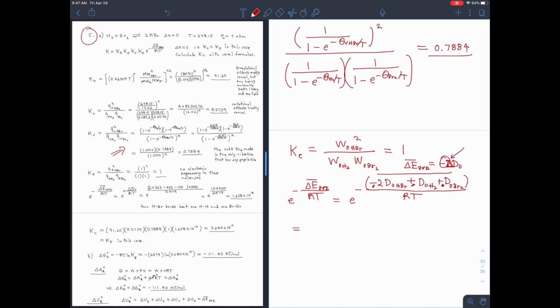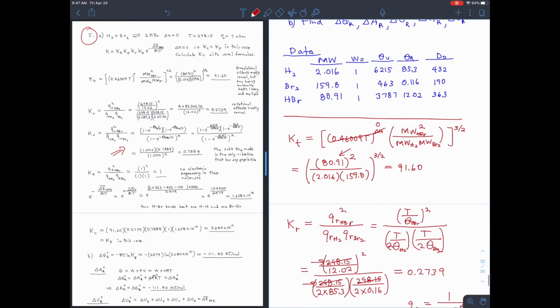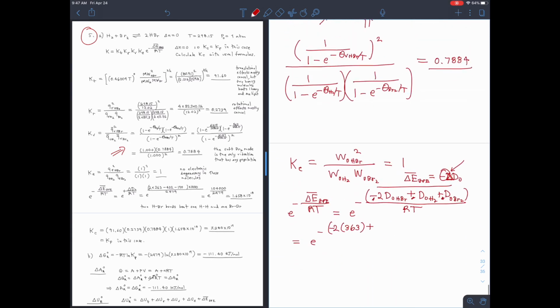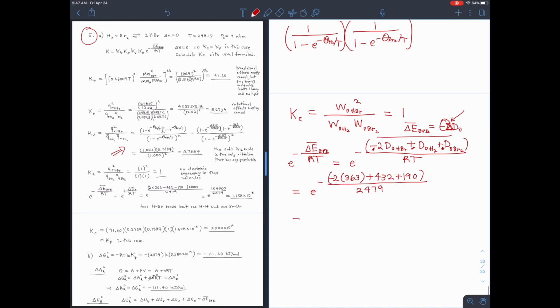All right, so plugging in numbers, that's e to the minus 2 times 363 minus plus, what is it for H2? 432 and 190 are the other numbers I need. 432 and 190 divided by RT, which is 2479 at 298 K. And that turns out to be, when everything is said and done, these have to be multiplied by 1,000. Sorry about that. These are in kilojoules per mole. This is in joules per mole. So we need to convert these top guys to joules per mole.